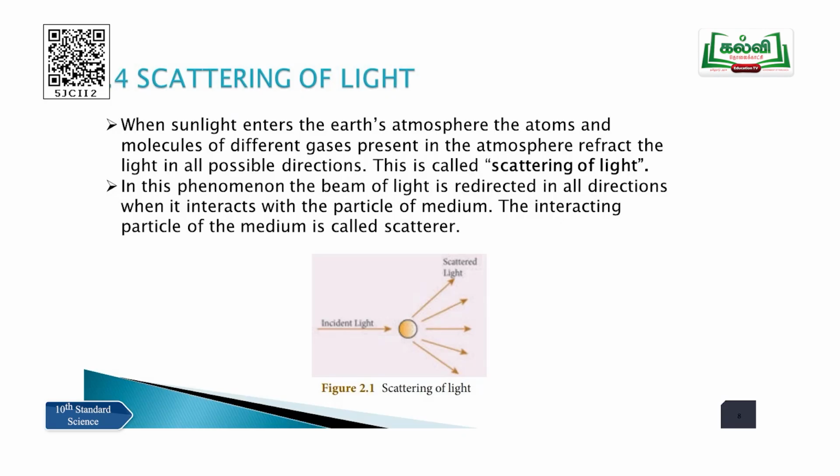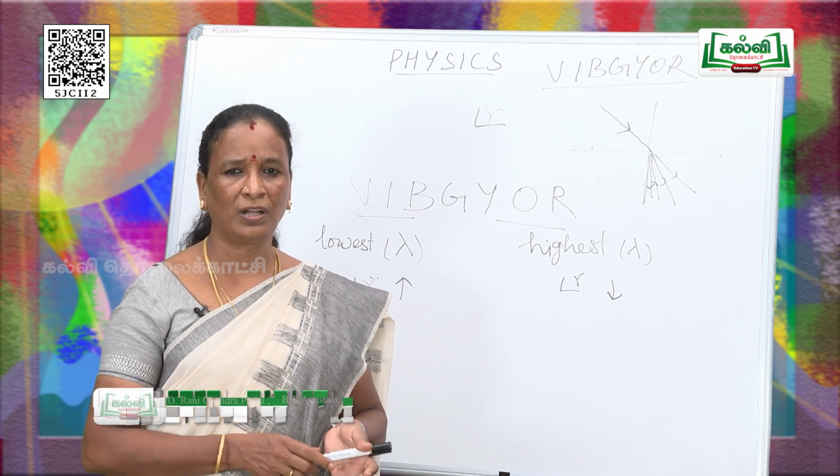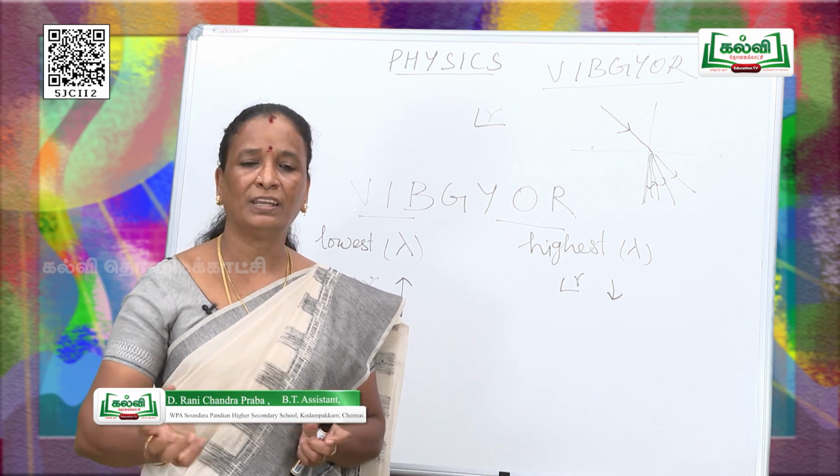Next, we are going to see about the scattering of light, very interesting. The scattering of light only beautifies the world. What happens in scattering of light? You know very well, scatter means to disperse. Even in a carrom board, when you hit with the striker, you can see the coins all scatter. So scattering is nothing but throwing everything out in all directions.